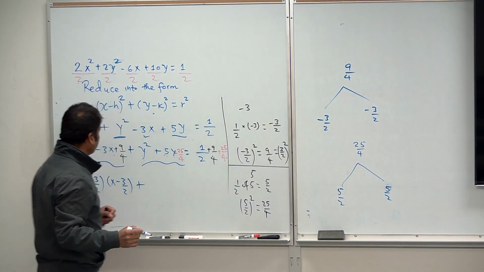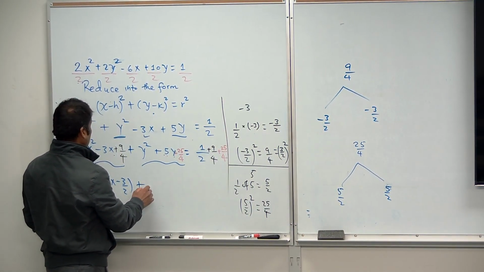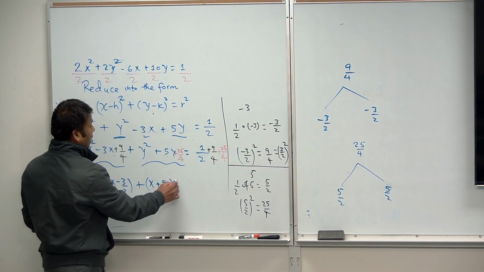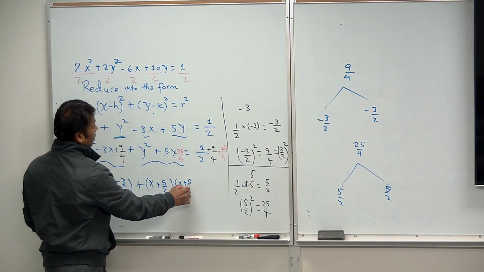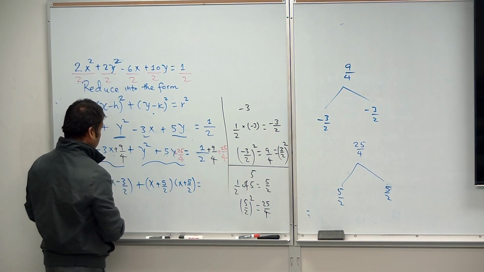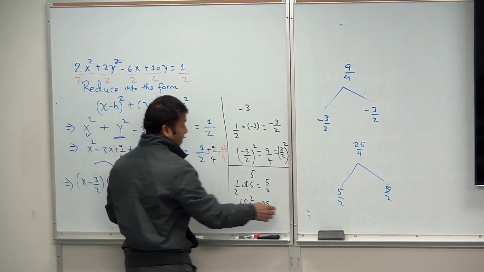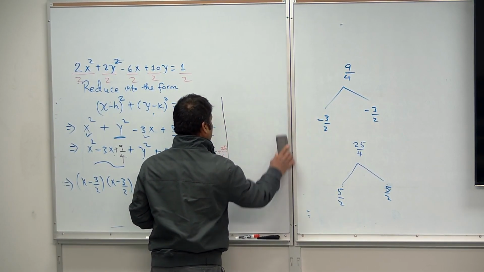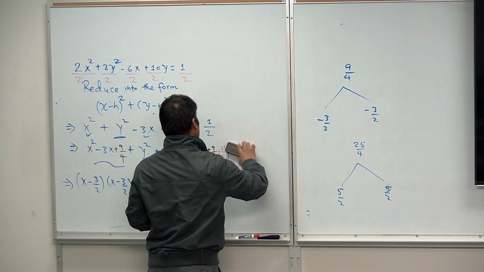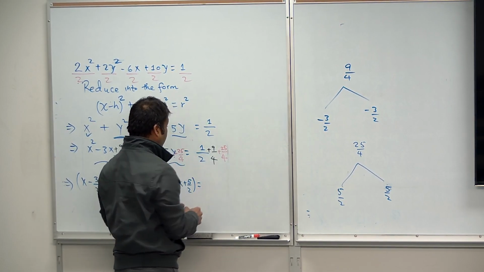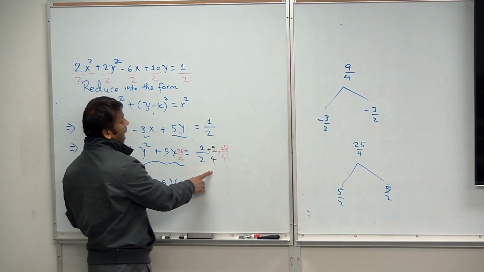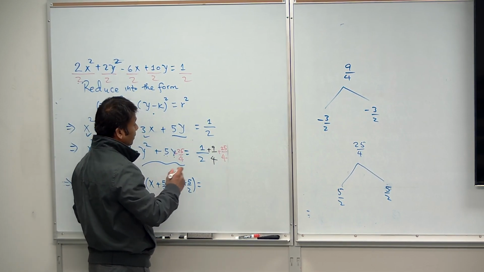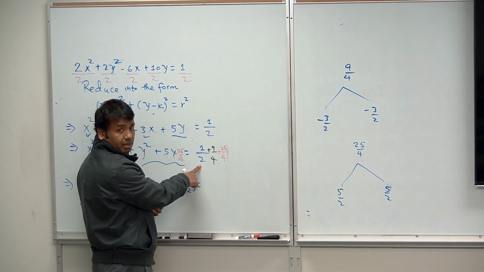Yes? So now this will be x plus 5 over 2 and x plus what? 5 over 2 and equal to, now let's simplify this, okay? How do you simplify this? One half plus 9 over 4 plus 25 over 4. How do you simplify this? So you have to make the common denominator, is that right?